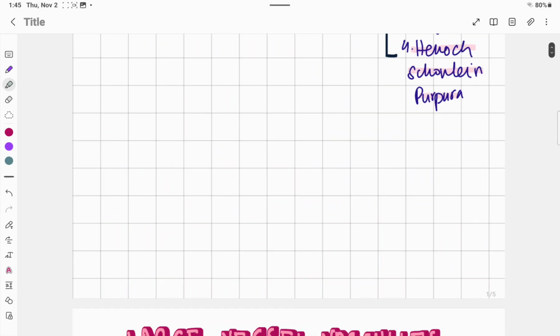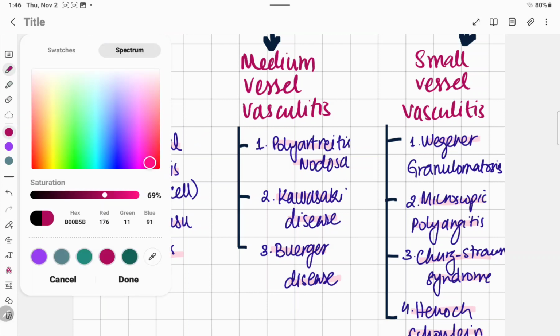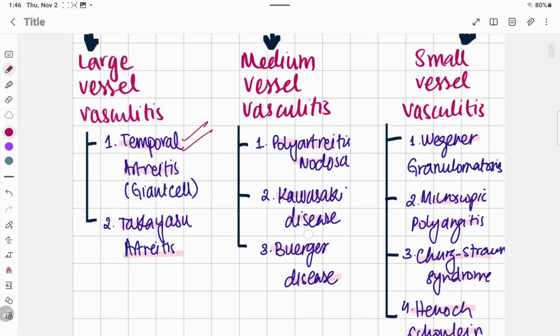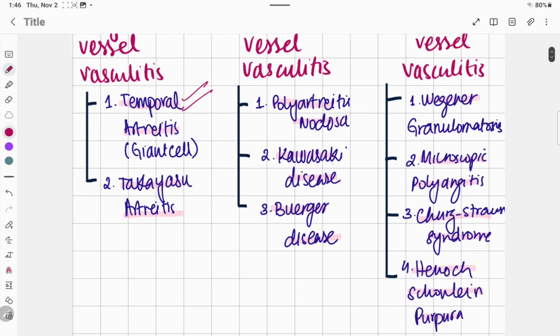Okay, so here we've done temporal arteritis. It's very important. Temporal arteritis is very important. And then you compare it with Takayasu. And then polyarteritis nodosa, Kawasaki and Buerger's. Buerger's is super easy with smoking. Kawasaki with young children and aspirin and all that story. Polyarteritis nodosa is with fibrinoid necrosis and string of pearl appearance. Temporal arteritis is with what? Visual disturbances, right? Takayasu is with what?